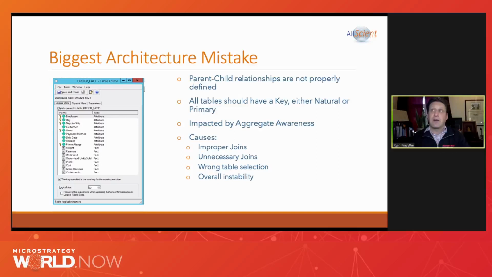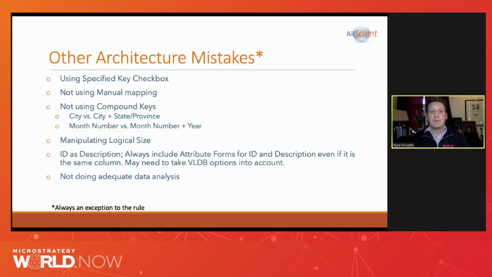So that's kind of where that parent-child relationship comes into play. Another element is the ID as description. A lot of people include the ID as description, just have an ID for an attribute. That works for some, but in a lot of cases, you may want to do both an ID and a description on there, even if it's the same column.